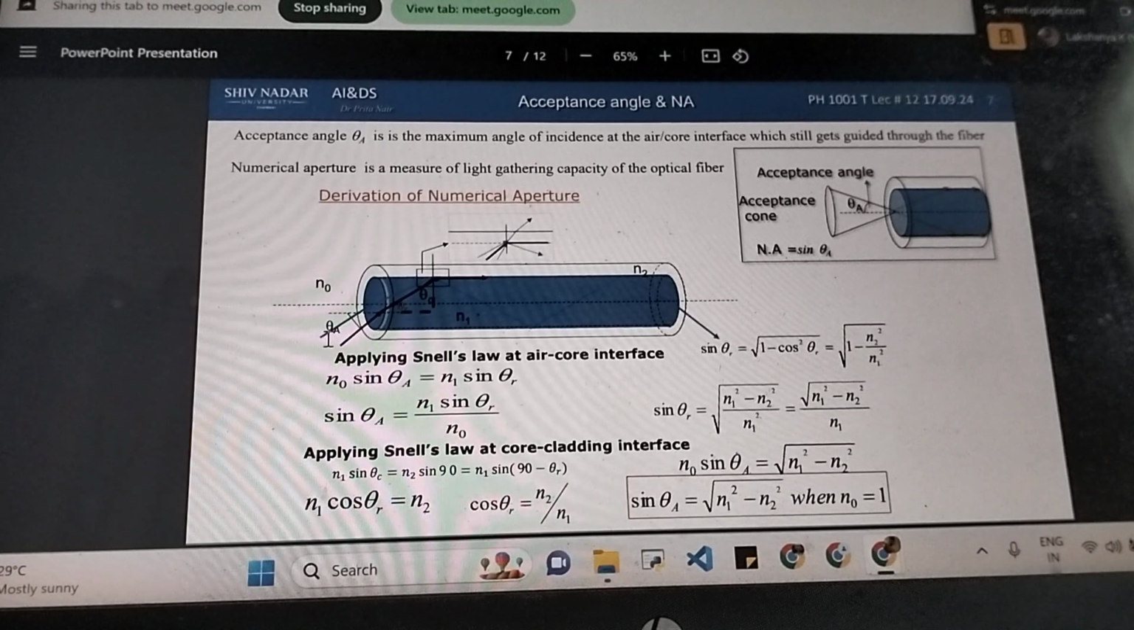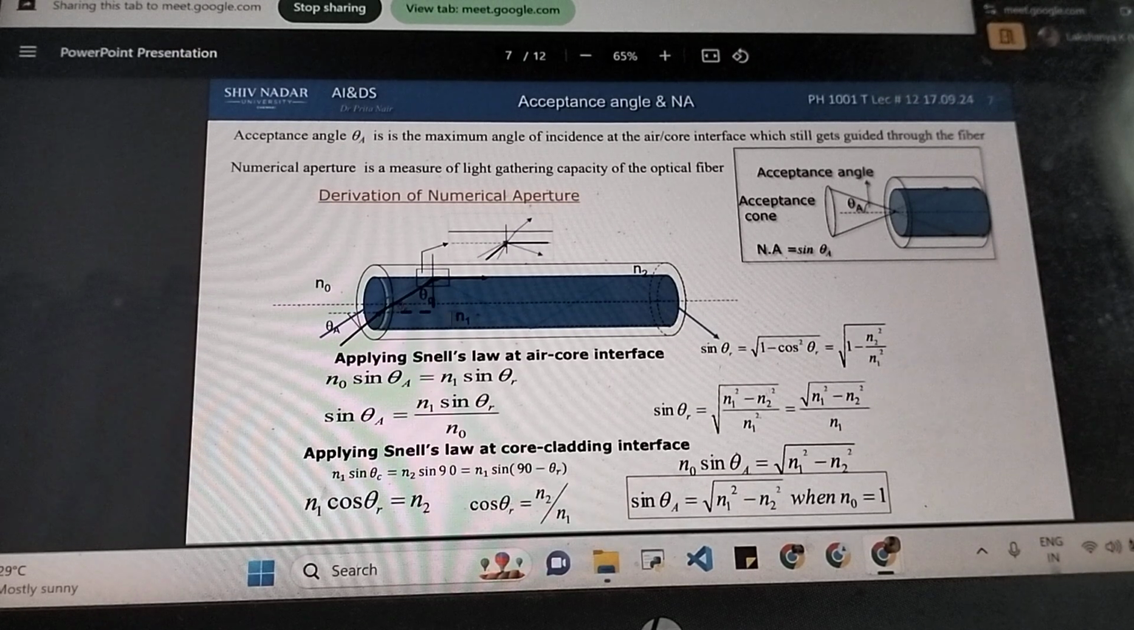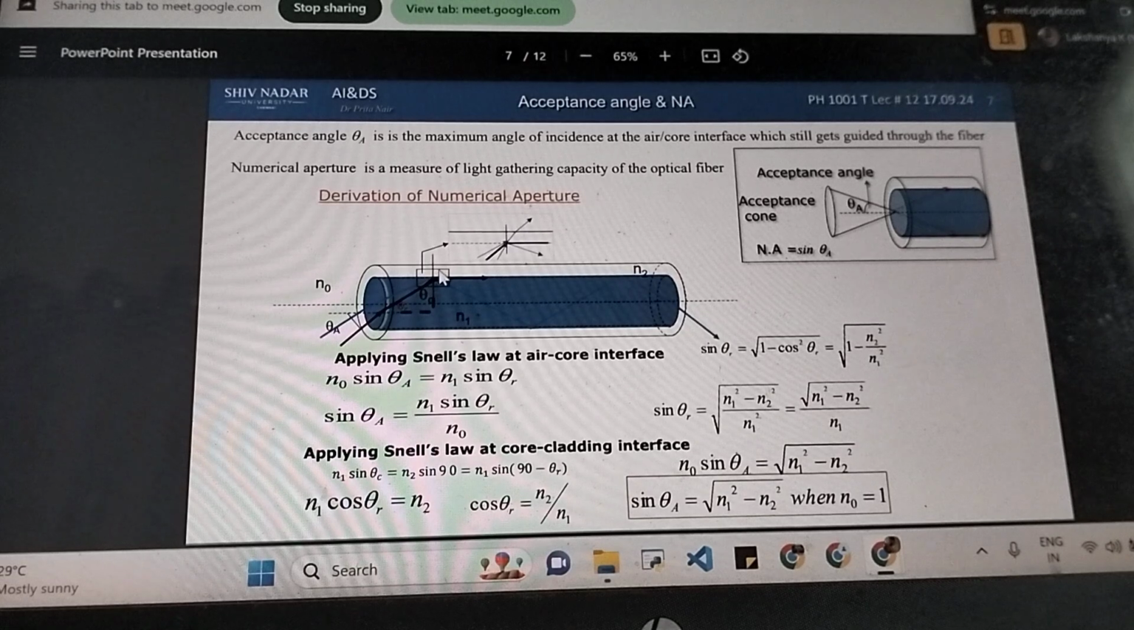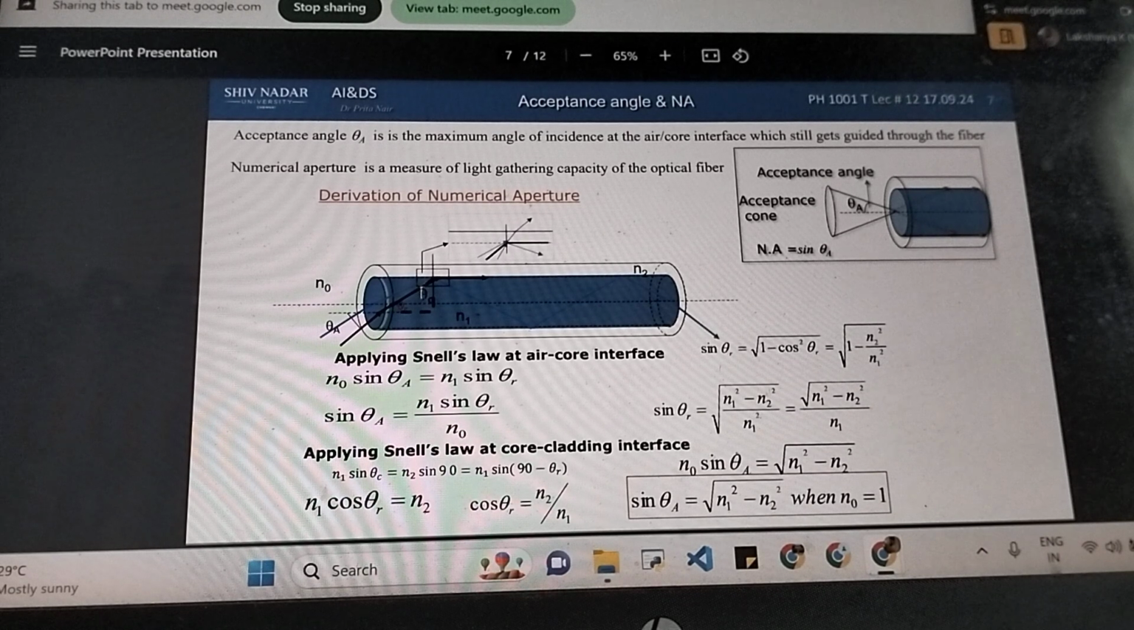So, quick recap, we just applied Snell's law 2 times. Once here, n0 sin theta a equals n1 sin theta r, and then once at the core cladding boundary, n1 sin theta c equals n2 sin 90 degrees. So sin 90 degree is 1, so we just left it as n2, and sin theta c is the same as cos theta r, so we replace sin theta c with cos theta r. How did we get this? Because these two angles add up to 90 degrees.